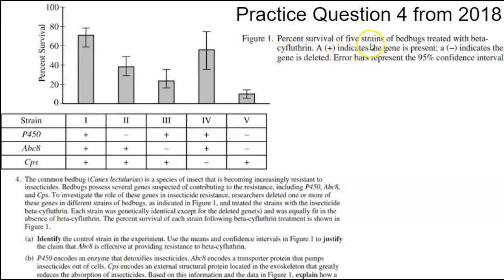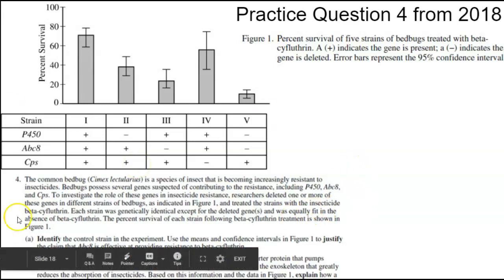This says percent survival of 5 strains of bed bugs. So these 1, 2, 3, 4, and 5 are 5 different types of bed bugs. A plus indicates that they have each of these genes. A minus indicates that the gene was deleted. So this first strain of bed bug had all 3 of the genes that we're looking at. The second one had the P450 gene deleted, but had APC8 and CPS, and so on.